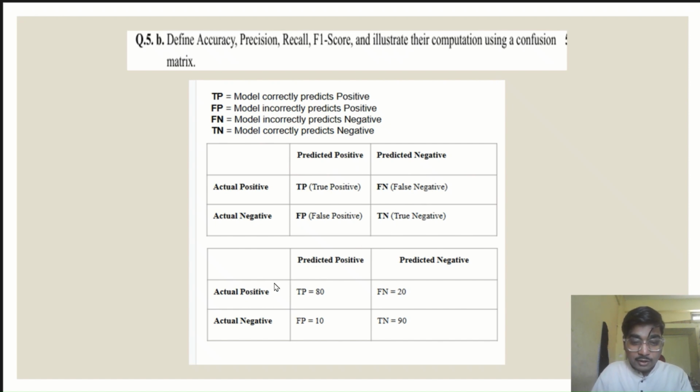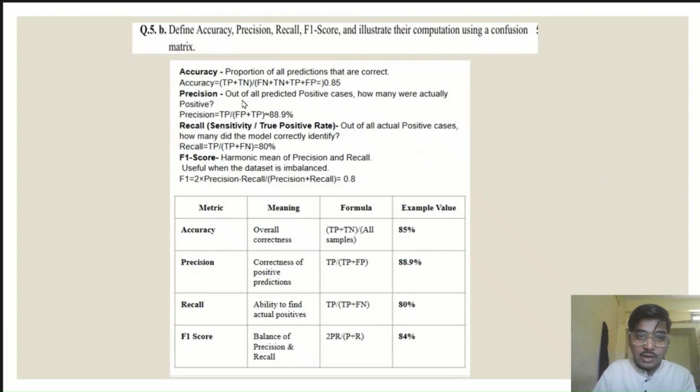Similarly, here's a sample example. The value of TP is equal to 80, FN is equal to 20, FP is equal to 10, and TN is equal to 90. We will now calculate accuracy using the formula true positive plus true negative divided by false negative plus false positive plus true negative plus true positive, to get 0.85 as the answer. Similarly, precision: out of all predicted positive cases, how many were actually positive. It can be calculated using the formula TP divided by false positive plus true positive, that is equal to 88.9%.